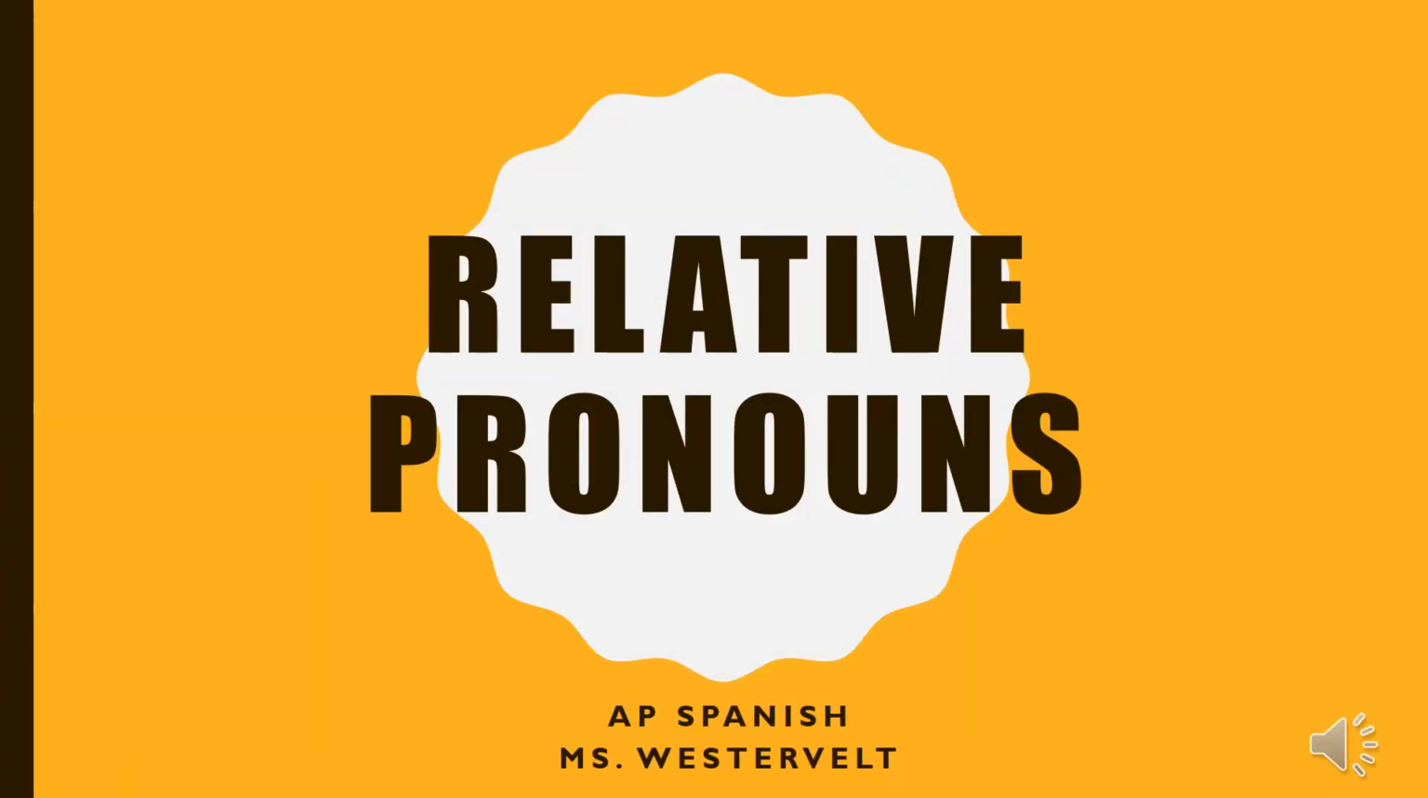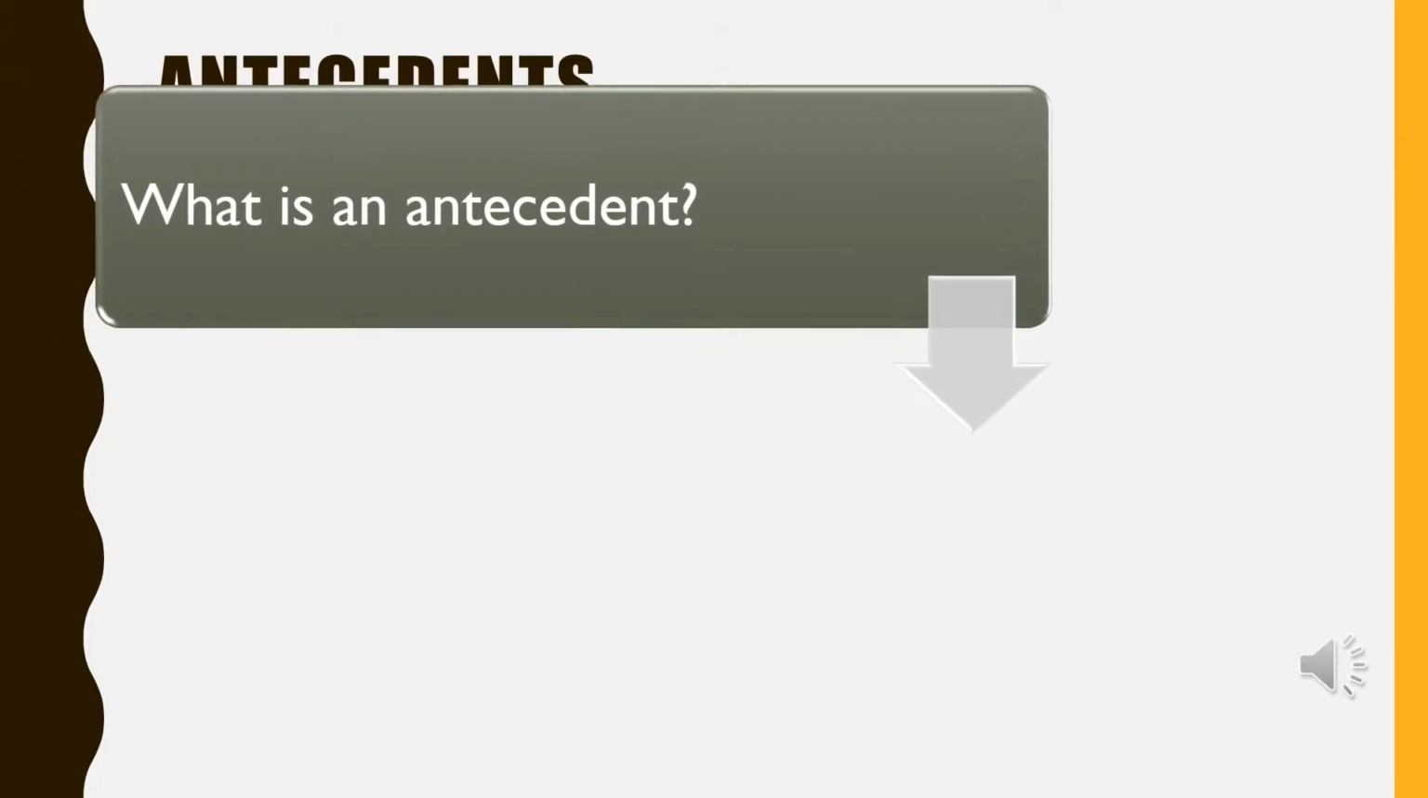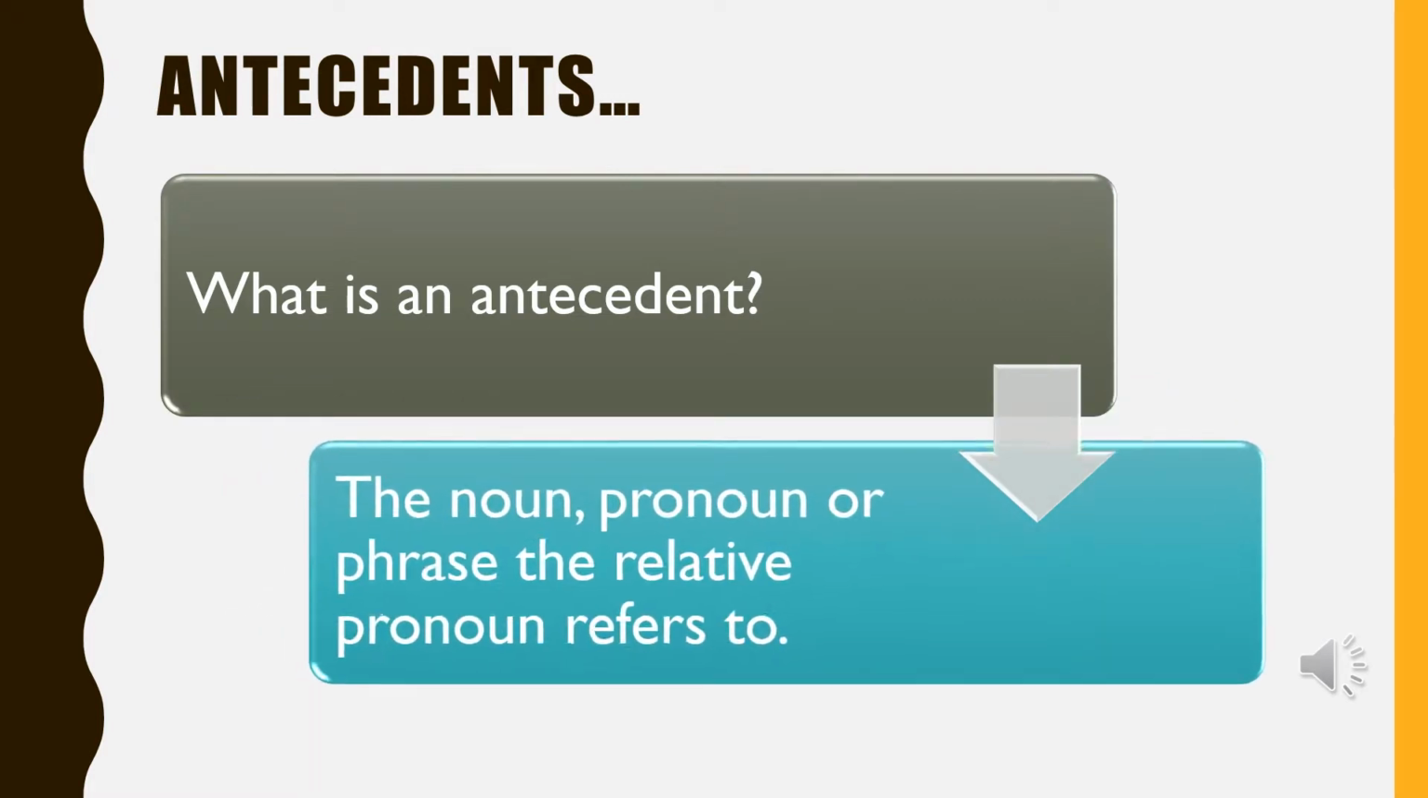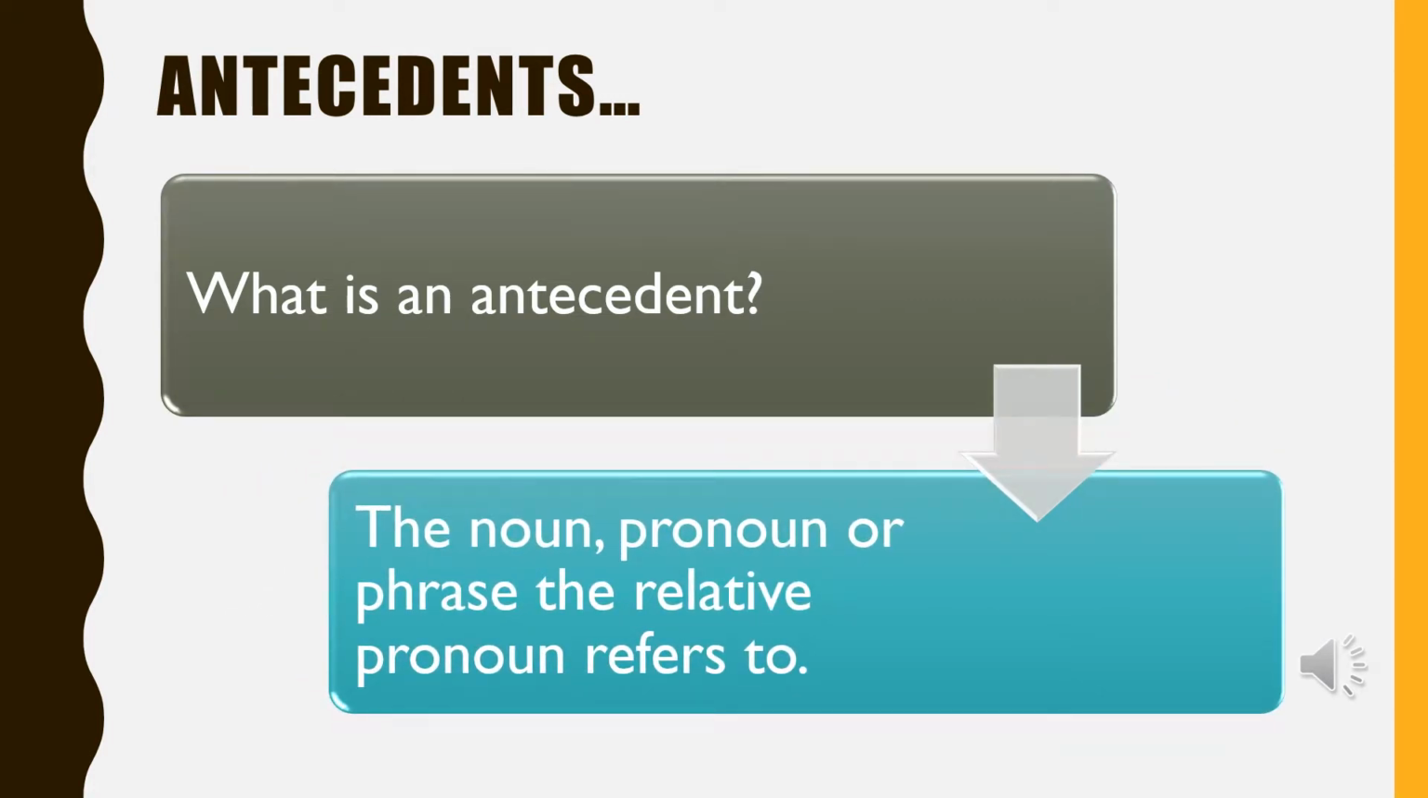In this section of notes, we're going to go over our relative pronouns and a couple of tricks on how to use them. To understand how we use relative pronouns, we have to first understand what an antecedent is. An antecedent is the noun, pronoun, or phrase the relative pronoun is going to refer to.